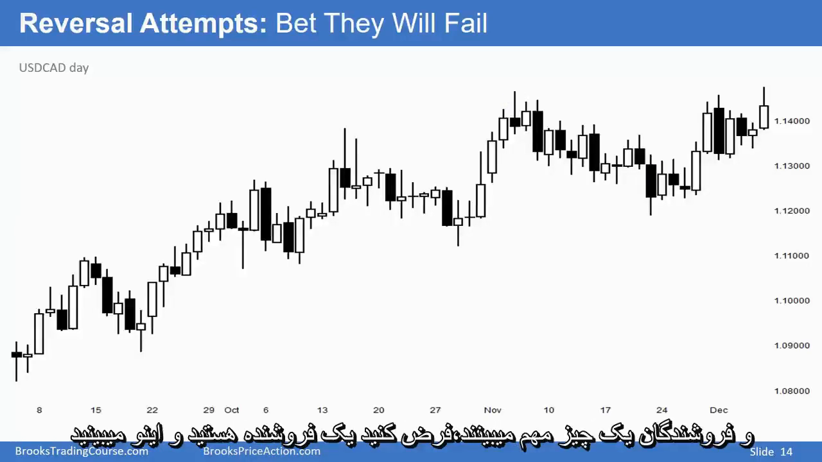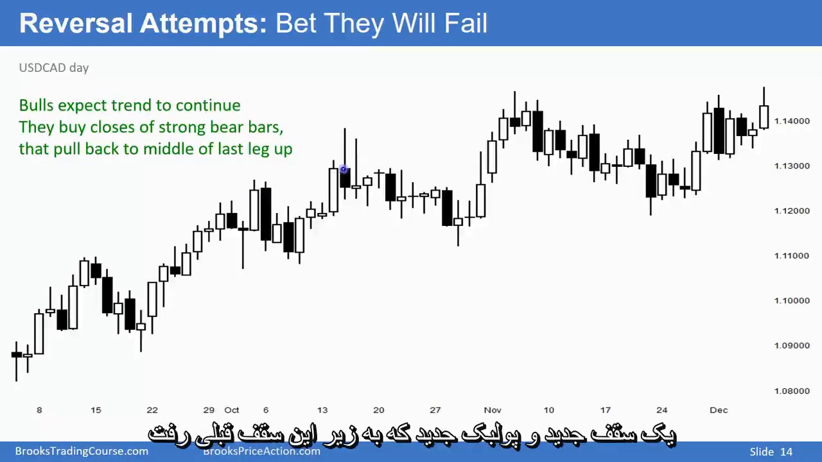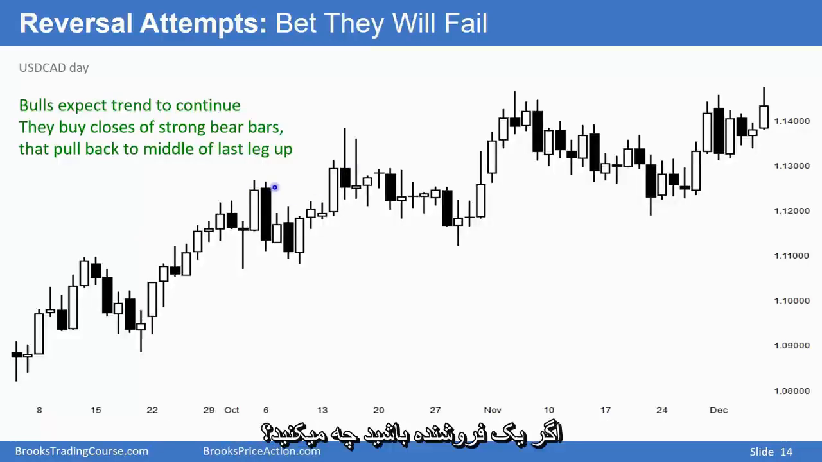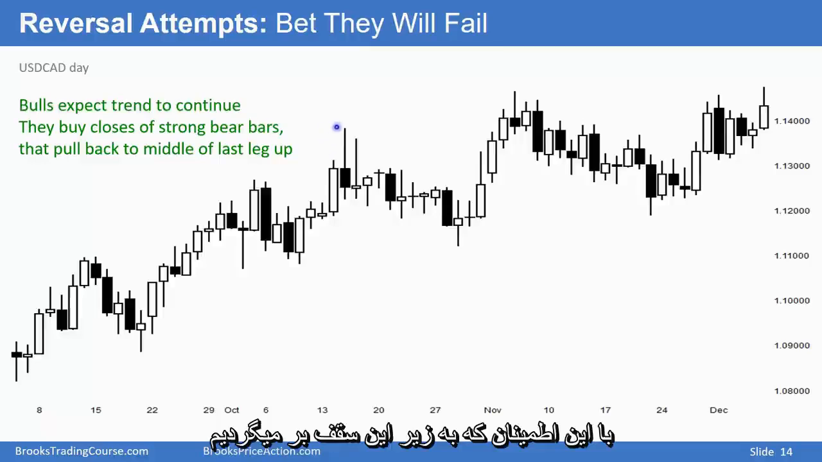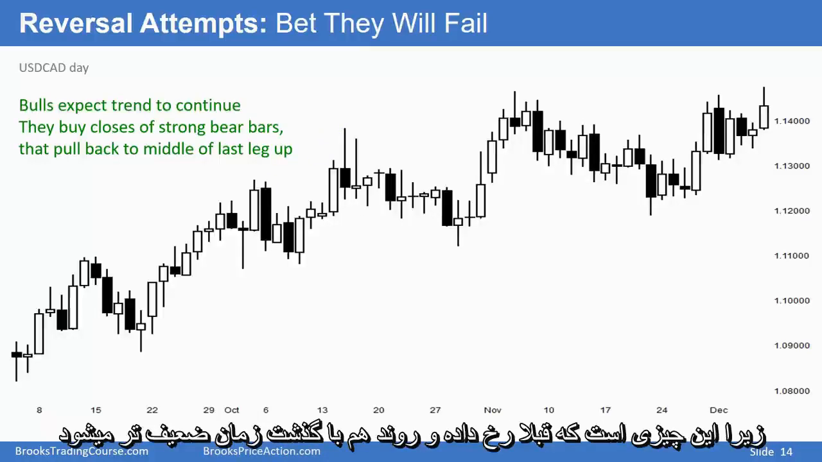And bears see something really important. So let's say you're a bear and you see this right here. Okay, a new high and a pullback that fell below this high. Well, what are you going to do if you're a bear? Well, you'll see this high. You're going to place a limit order to sell at that high, betting that we'll drop back down below this high, because that's what we did before, and trends tend to weaken as time goes on.